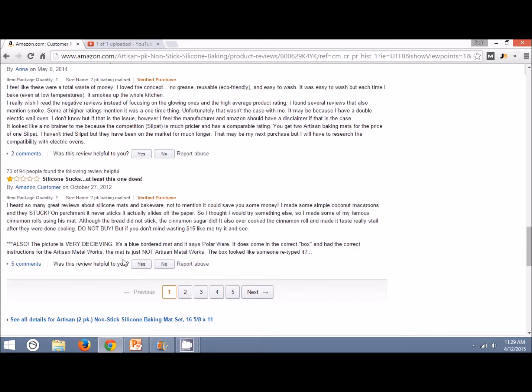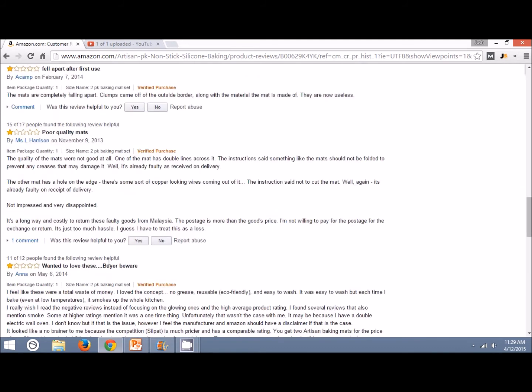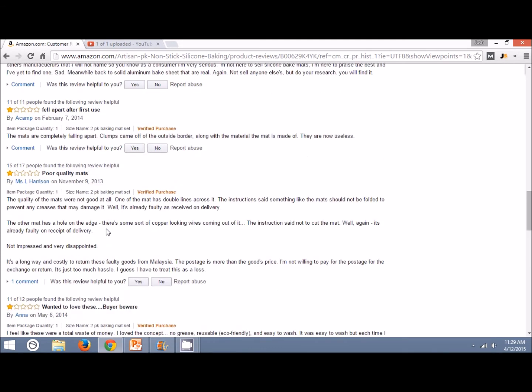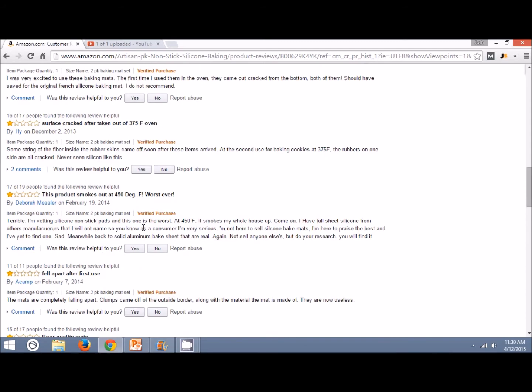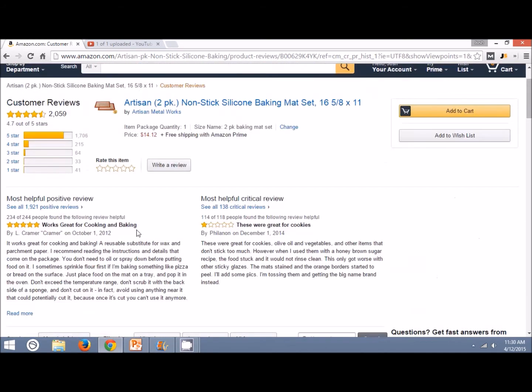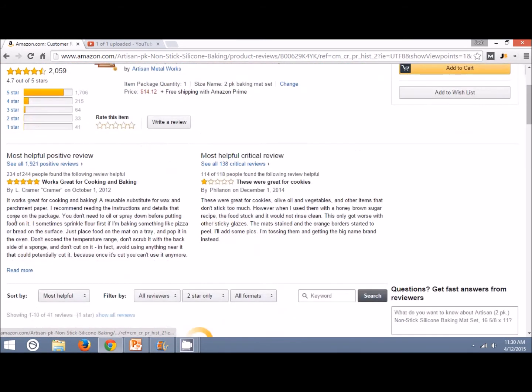So maybe silicone isn't the best way to go, because it seems the silicone is what's making all of these products bad. That silicone is what's making them crack. It's what's making them smoke in the oven. It's what's making them break after the first use. So I mean, that's something to think about. Maybe this isn't a very good product to get into. So let's look at the 2-star reviews as well.